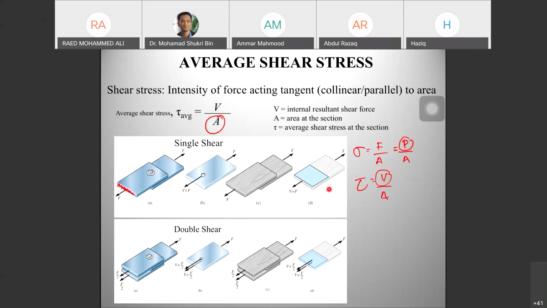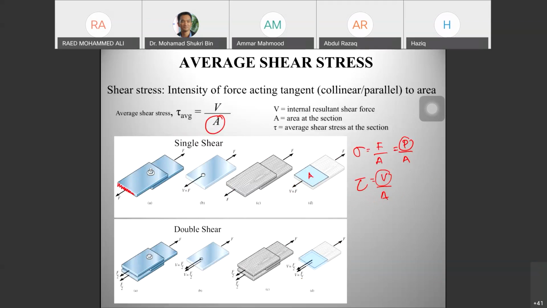So tau is V over A. Which A? A is the contact area. Let's say we have these two plates, and the contact between these two plates is this area. This is the A. The area is parallel to the force. This is the direction of force, and this is the area for the shear stress. So we get V over A.